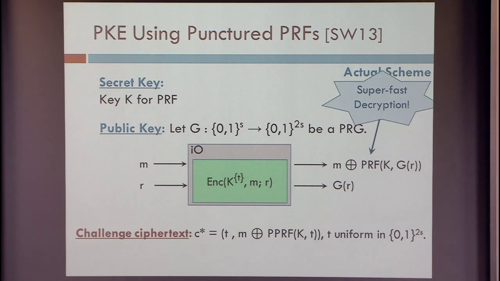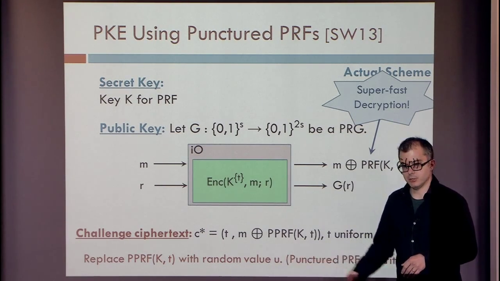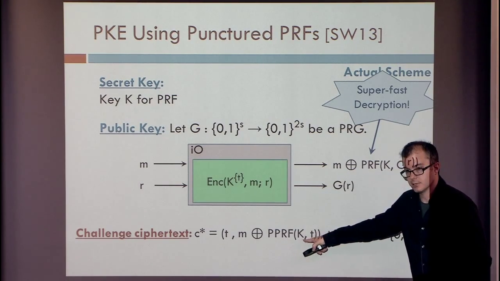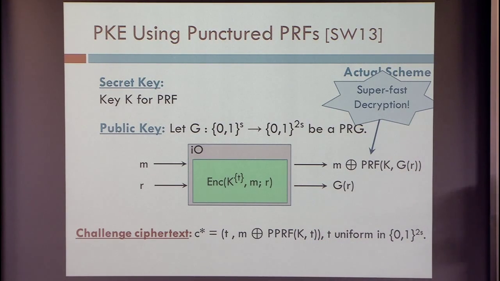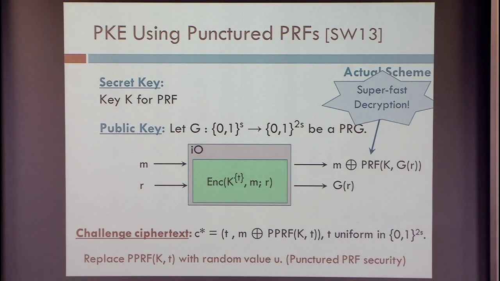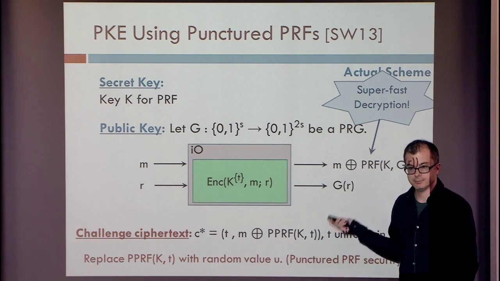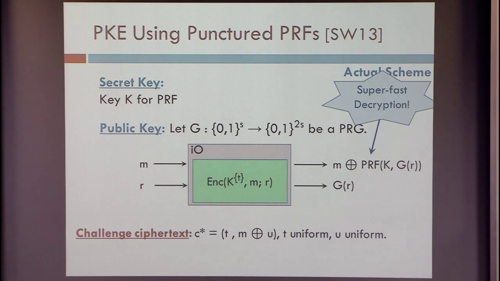Okay. So now I've done that. By the punctured PRF security, I can replace the value. I still put this value in the ciphertext. It's not inside the obfuscation anymore, but it's still the case that this challenge ciphertext is masked by the PRF value evaluated at T. So now I just want to replace that with something completely random. I can do that because punctured PRF security says that this just looks completely random if I only have a punctured key. Okay. So now everything's just random. So that's it. Make sense?